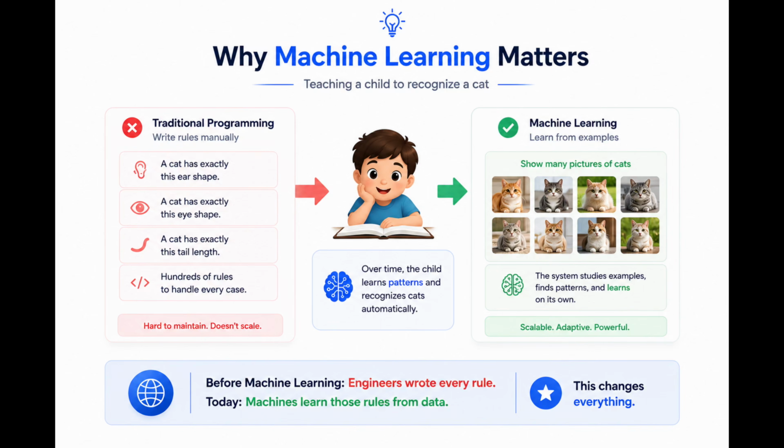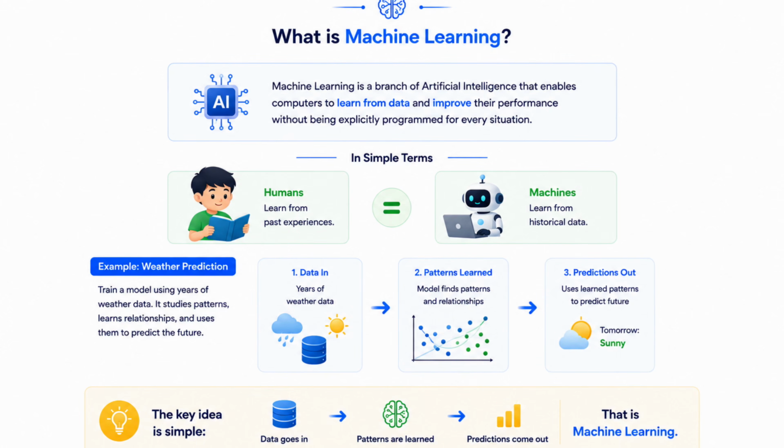Let's learn about what is machine learning. Now, let us understand the concept. Machine learning is a branch of artificial intelligence that enables computers to learn from data and improve their performance without being explicitly programmed for every situation. That definition sounds technical. So let us make it simple. Think of machine learning as learning from experience. The more data a machine sees, the better it becomes at making decisions. Just like humans learn from past experiences, machines learn from historical data.